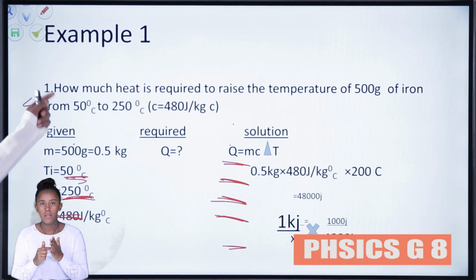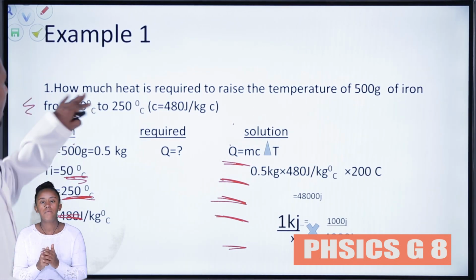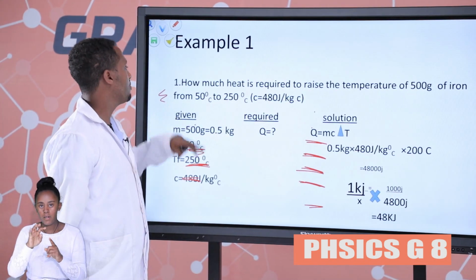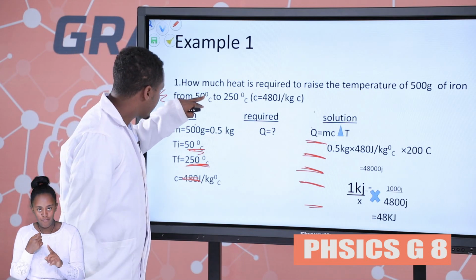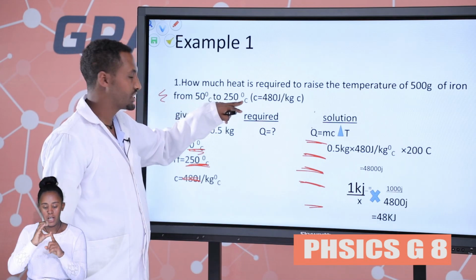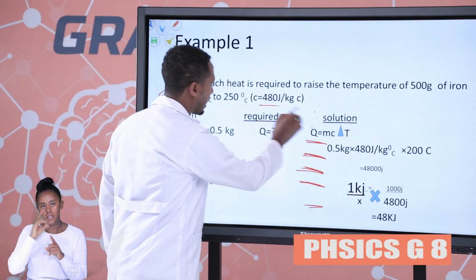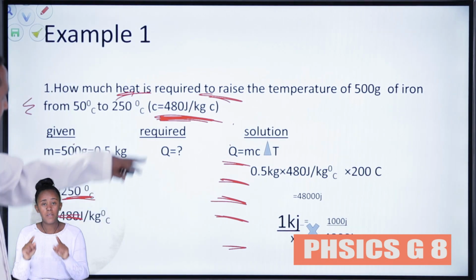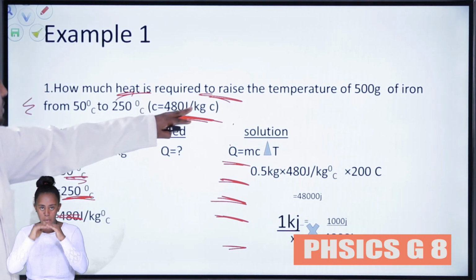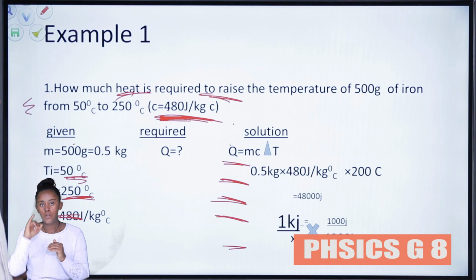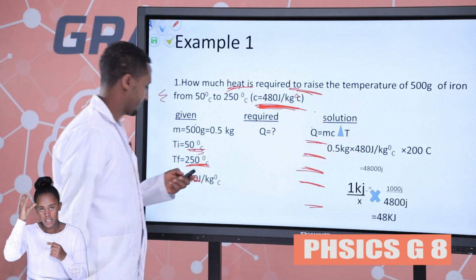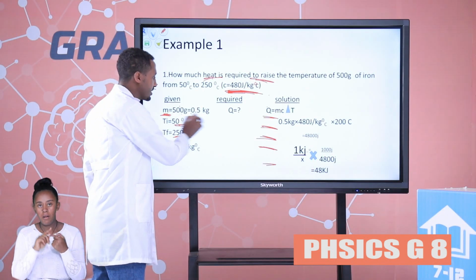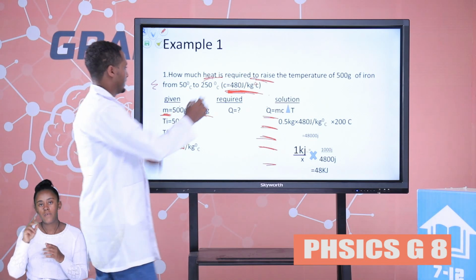Example. How much heat is required to raise the temperature of 500 grams of iron from 50 degrees Celsius to 250 degrees Celsius? Use the specific heat capacity 418 joule per kilogram degree Celsius. Mass is equal to 500 gram. This means 0.5 kilogram.